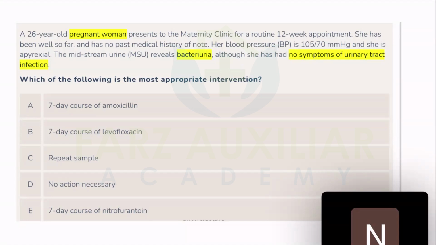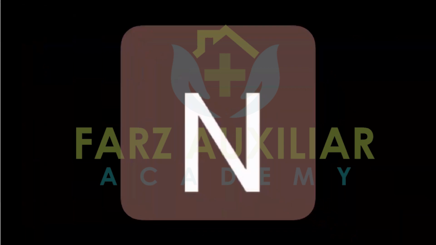It's a very tricky question. When I saw the question, I was not sure what they were expecting. Then obviously I had the luxury of seeing the answer. So the answer is 7-day course of nitrofurantoin. It's a good question actually. This sort of question does come in the MRCP.